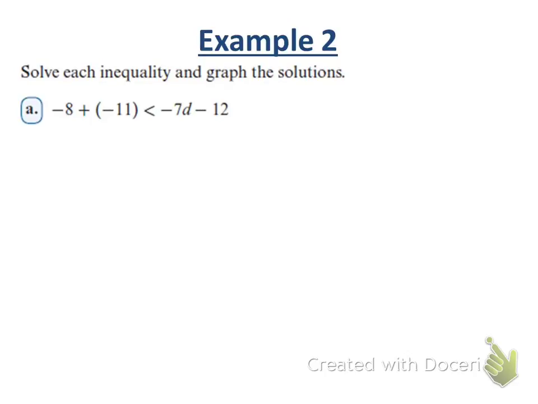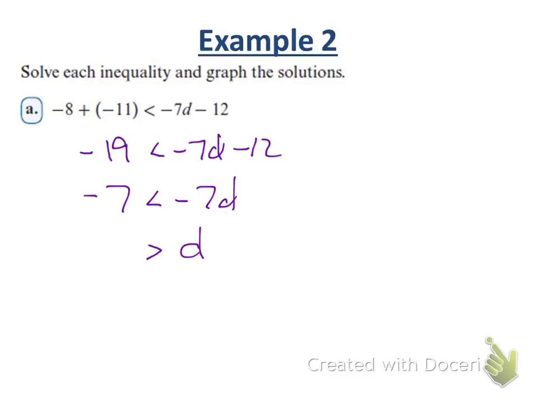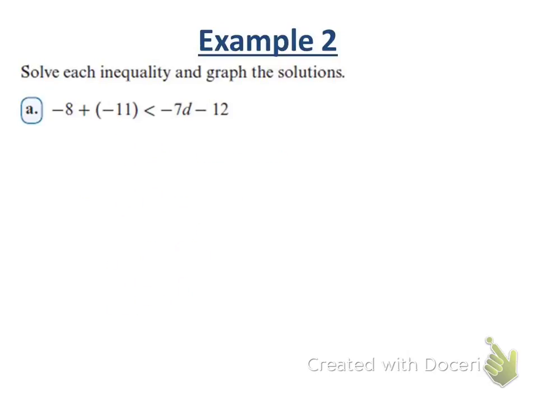First thing we would do here is simplify the left side. What's negative 8 plus negative 11? Negative 19, less than negative 7d minus 12. Add 12 to both sides. We get negative 7 is less than negative 7d. Divide by negative 7, flip the symbol. So you get d is less than 1. So we need to write it this way if we wanted to shade in the direction of the symbol. You need to be careful that you remember that. All right?